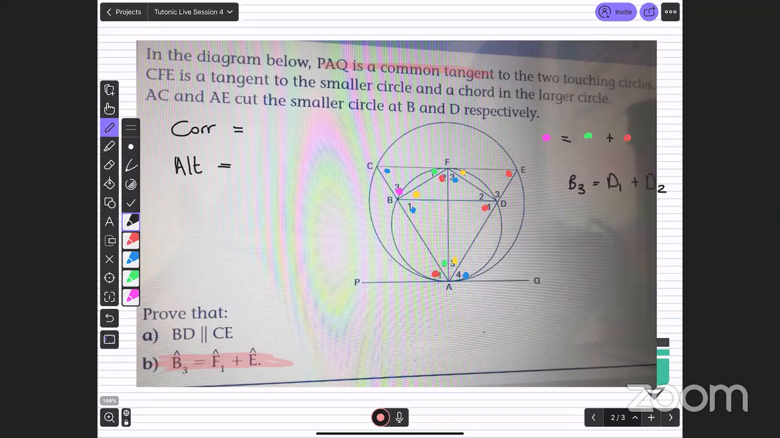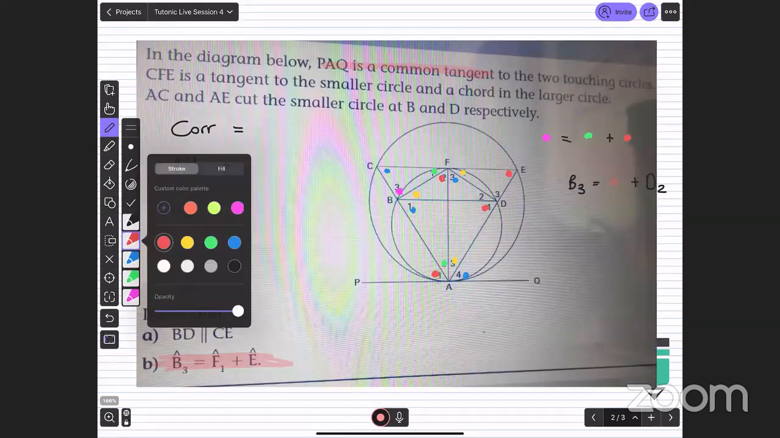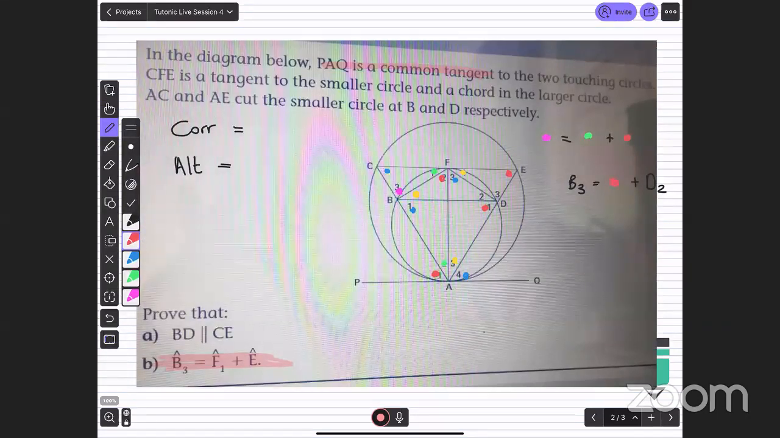Yes. And we know that D1 is the red, right? Do you guys agree? D1 is red. And we just have to show D2 is also green. Why is D2 green? A1 is green, then you get angles in the same segment. Yes, right. Let me show you guys.